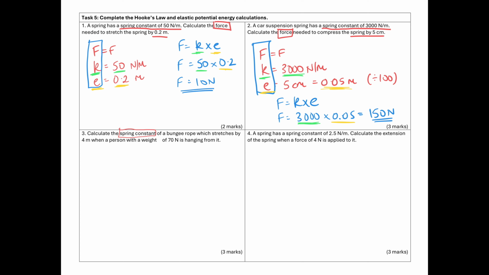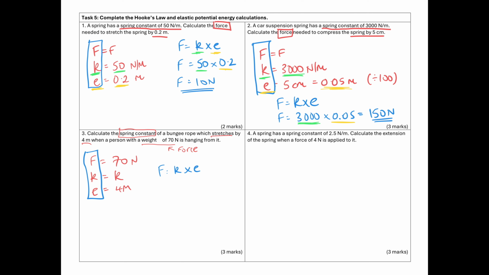Number 3. Again, we're going to calculate something. This time it's the spring constant. We know it's extended by 4 metres, and the person here is 70 newtons, which of course weight is an example of a force. So although it says weight, we can recognise that as force, 70 newtons. Spring constant is now the unknown, K, and extension 4 metres.